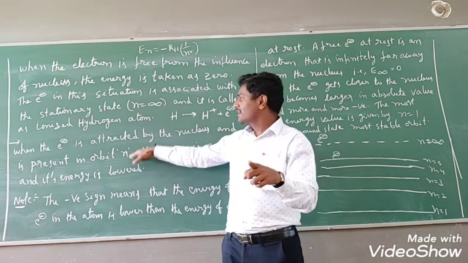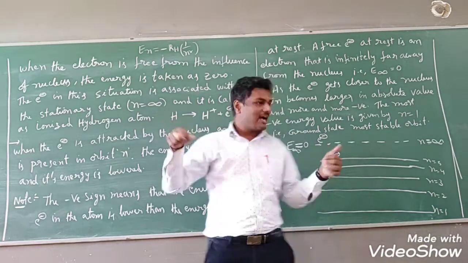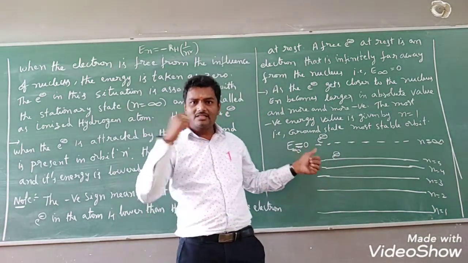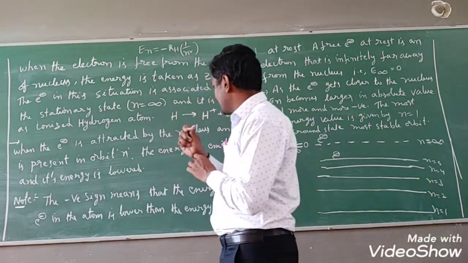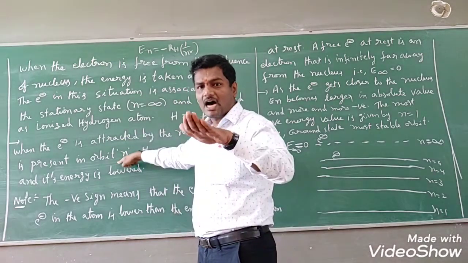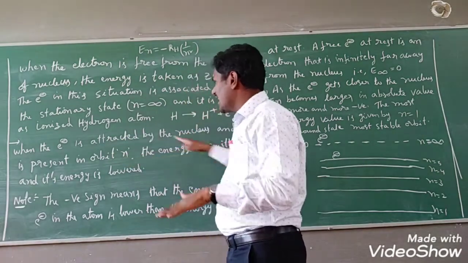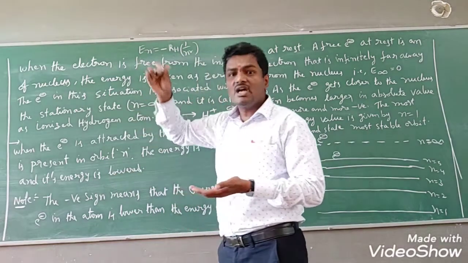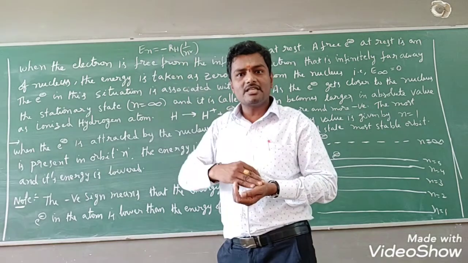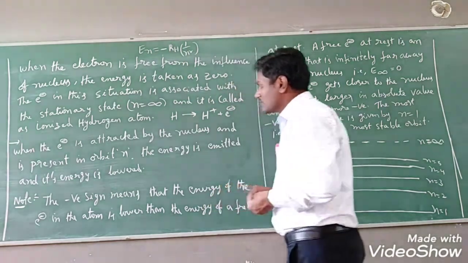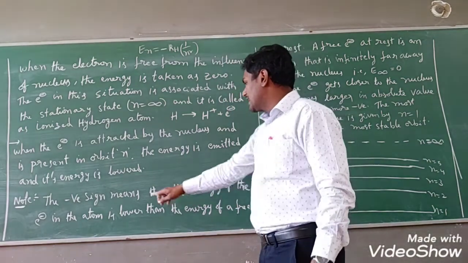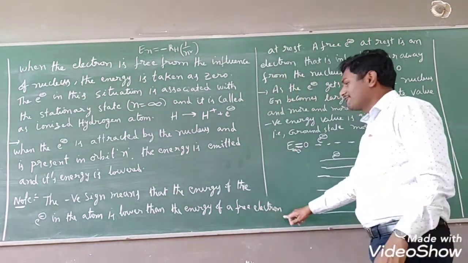If it is infinity, then E infinity value becomes 0, students. Other than E infinity, all the remaining values will be negative only. Okay, that is the reason we have taken it here. So that means what? Whenever the electron is present in a particular orbit n, the energy is emitted and its energy is lowered. Lowered means what? It decreases from 0. Decreases from 0 means you get a negative value. Okay? So that's why the negative sign means that the energy of the electron in the atom is lower than the energy of a free electron.